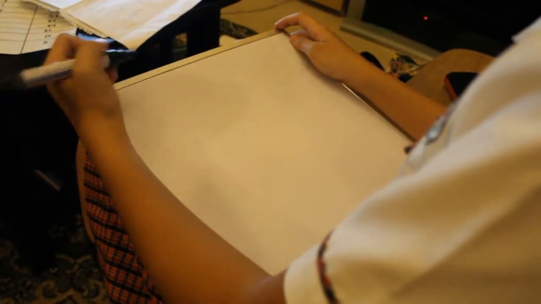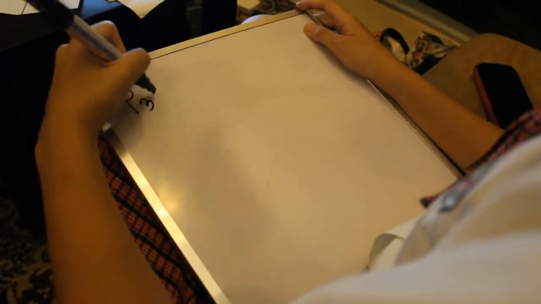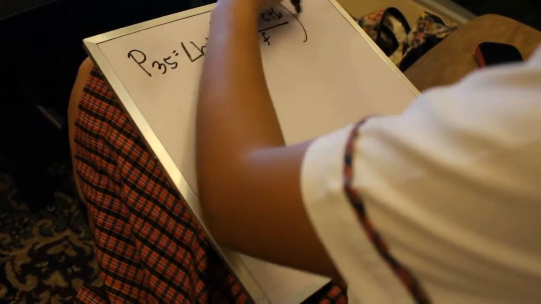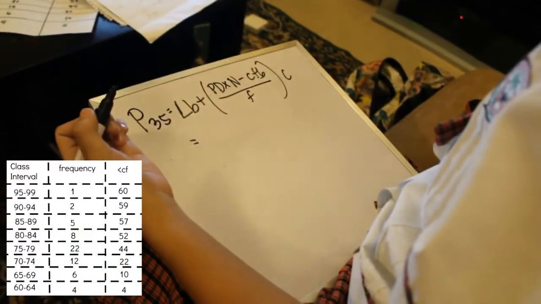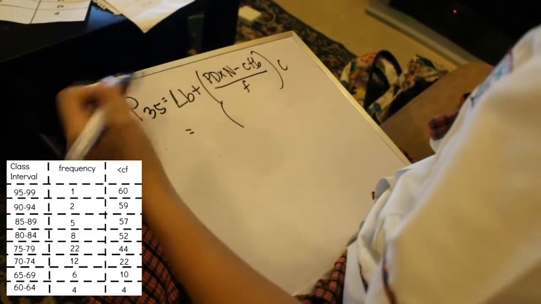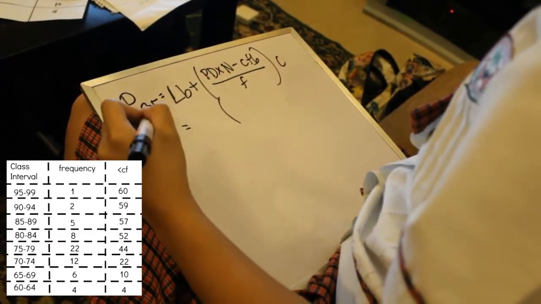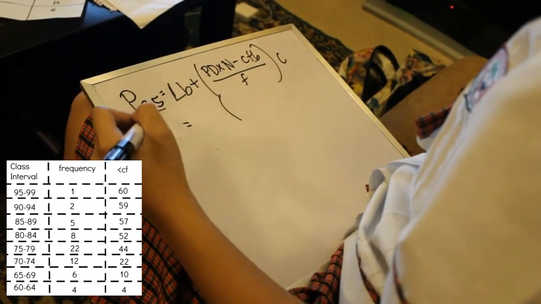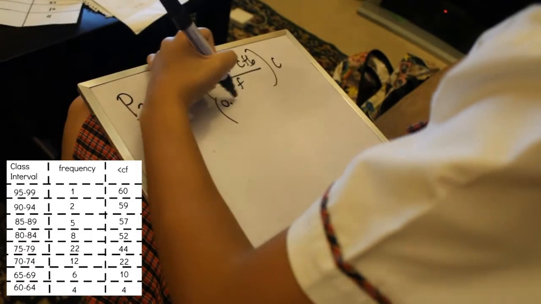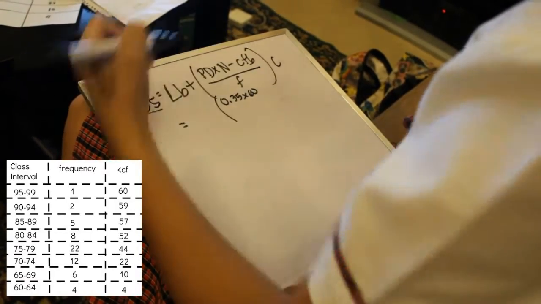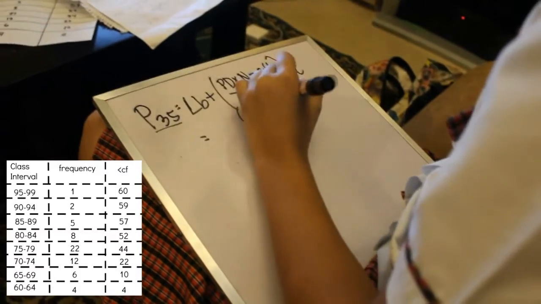Now on to the next part of our assignment, which is group data. First item we have here is percentile. The given is P sub 35. Now the formula for percentile is P sub n equals lower boundary plus quantity PD times n minus CFB all over frequency or F times class size. The first thing you need is the PD times N. So to get PD times N, you need to divide the given, which is 35, by 100. So the answer would be 0.35.